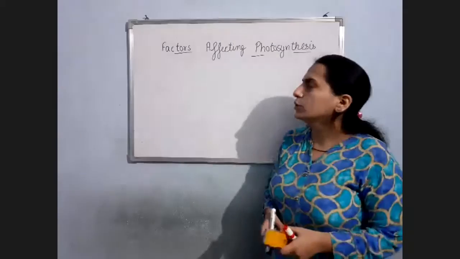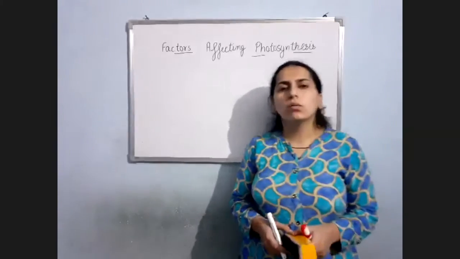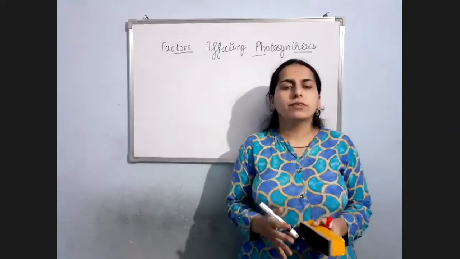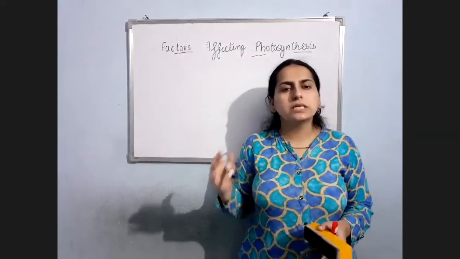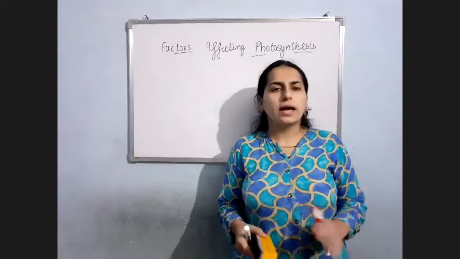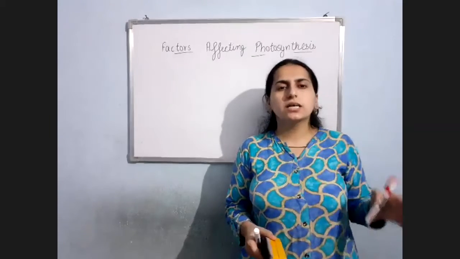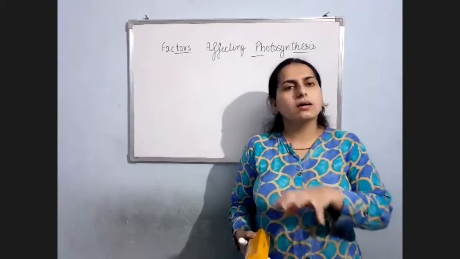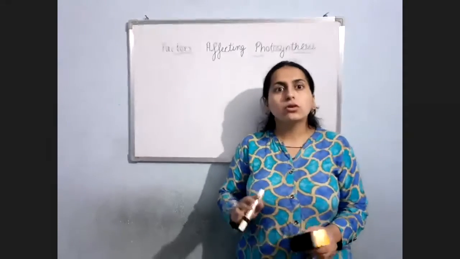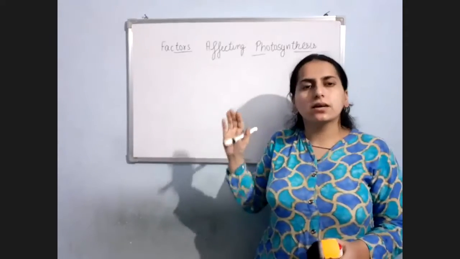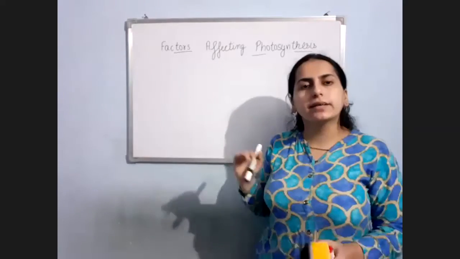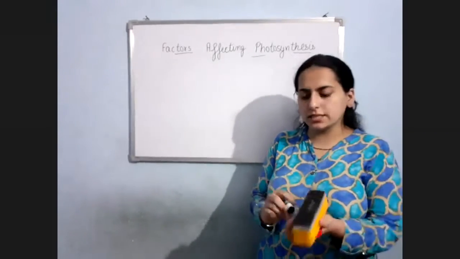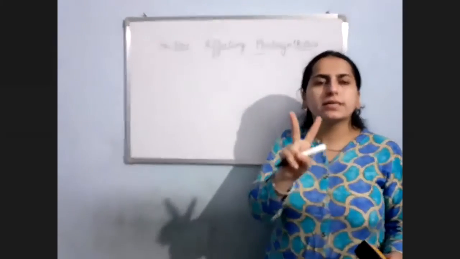Okay, now. So today we have to discuss one more topic, that is different factors that affect the rate of photosynthesis. Till now, as you know, we have discussed the light reaction and dark reaction, right? So now we shall discuss what are the different factors that will affect photosynthesis. So two factors are there.